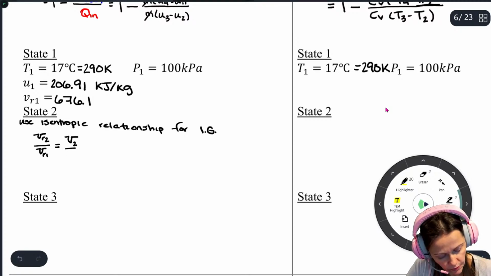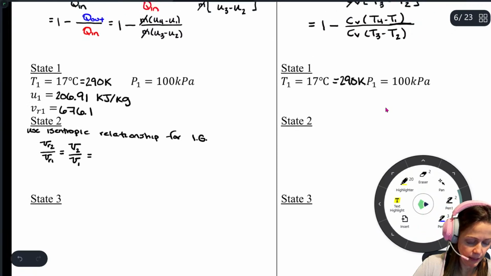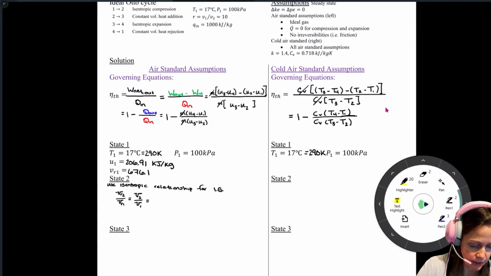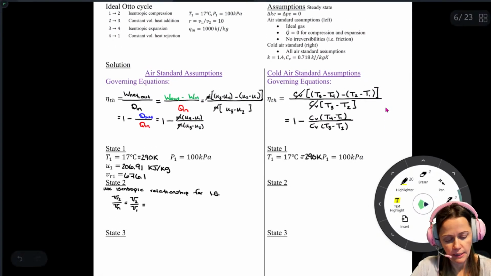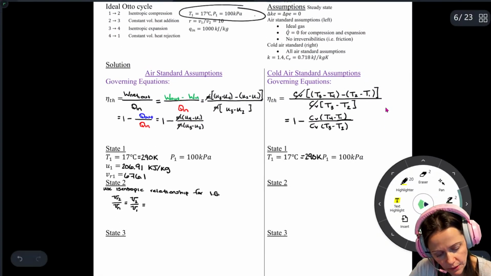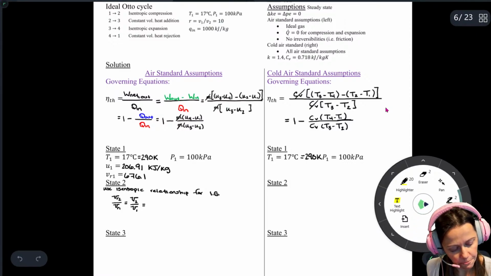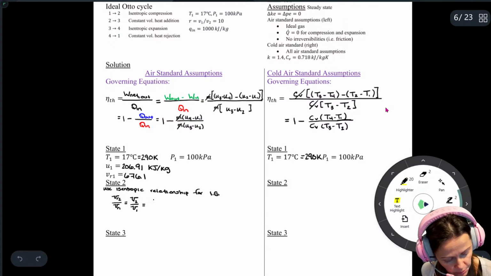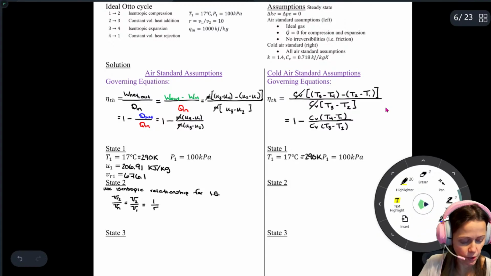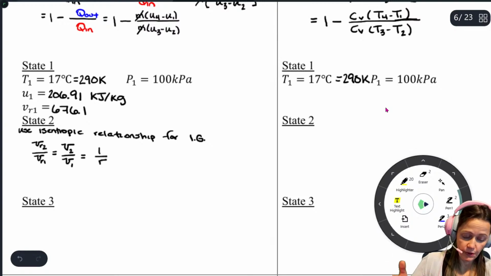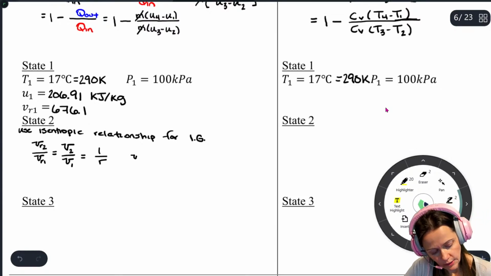This is equal to V2 over V1, and I happen to know that ratio because if I look up here on my givens, it's this guy right here. That's our compression ratio. Well, the inverse of our compression ratio, rather. So it's 1 over R. So I've got my VR1, and I just solve for my VR2.